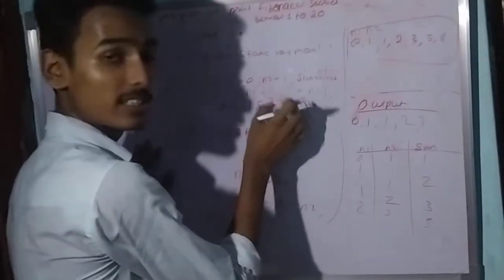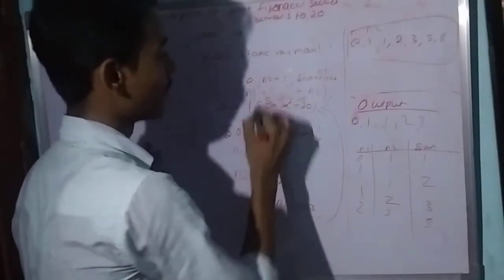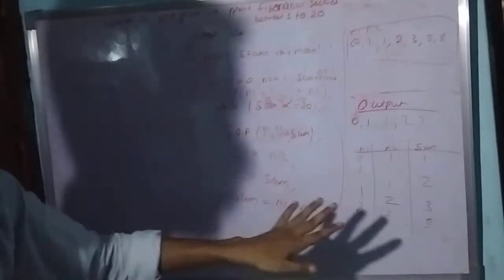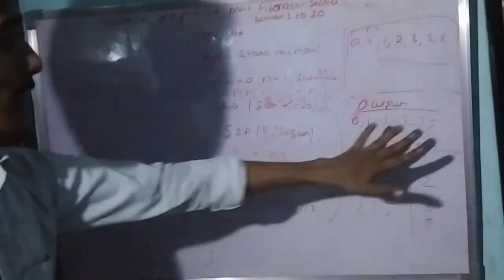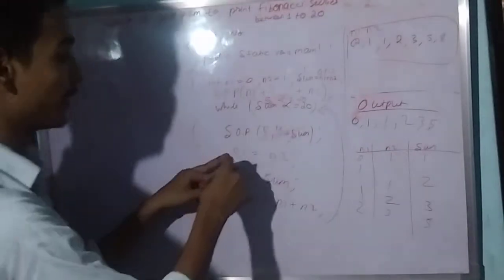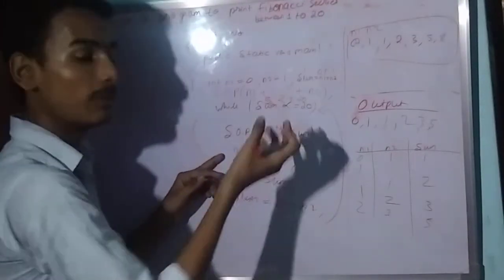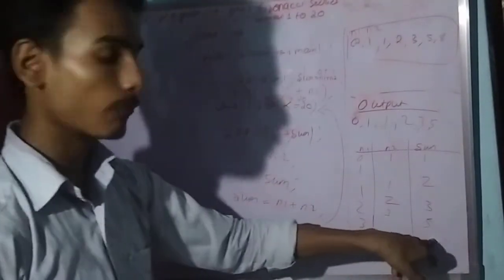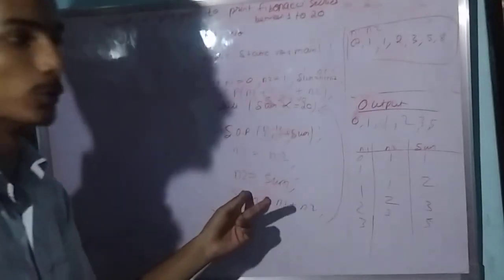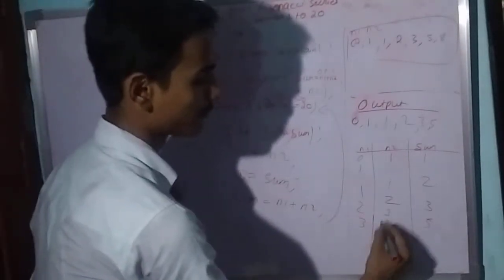Then it will come to the condition. Condition will be checked. Condition is 5 less than or equal to 20. Condition is true. Come inside the loop. Print the value of sum. How much? 5. 5 gets printed. Then again, the n2 value will get stored in n1. What is the value of n2? 3. Now stored in n1. n1 value will become now 3. And n2 value will become the sum value. Sum value is how much? 5. 5 will get stored into n2. n2 value will now become 5.